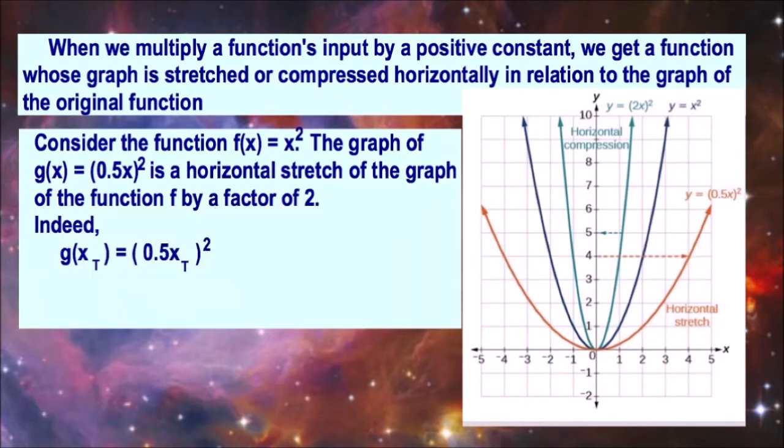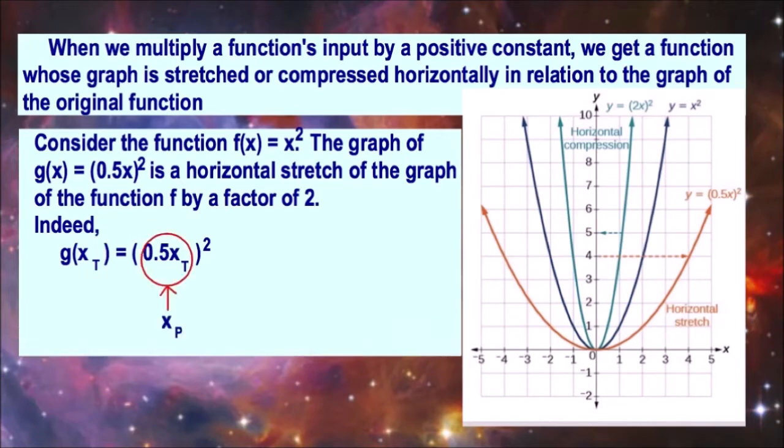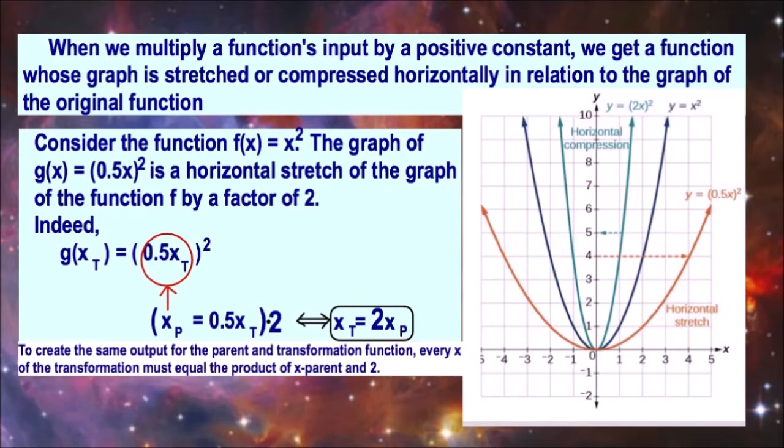Indeed, g of x transformation equals the quantity 0.5 times x transformation, everything squared. 0.5 x transformation is x parent, which is equivalent to, after multiplying both sides of the equation by 2, x transformation is equal to 2 times x parent. To create the same output for the parent and transformation function, every x of the transformation must equal the product of x parent and 2.